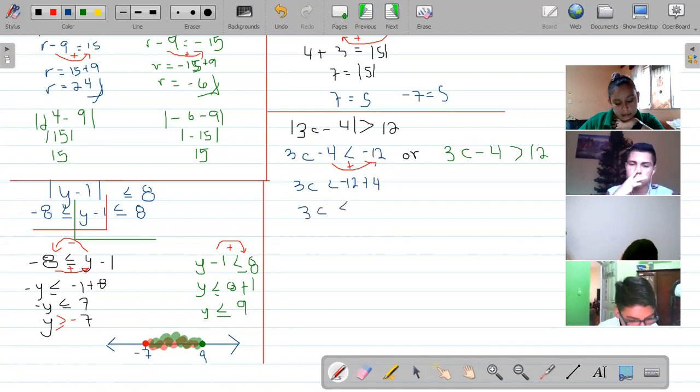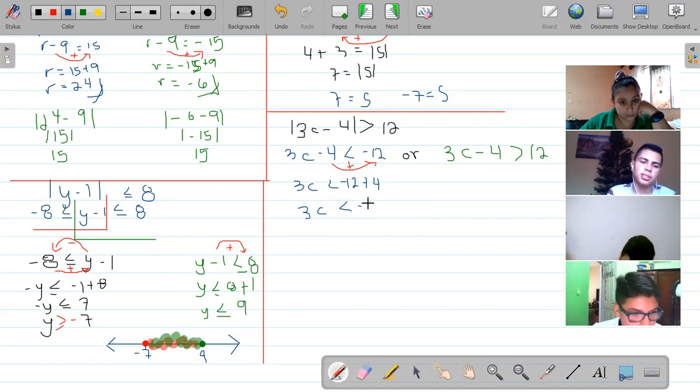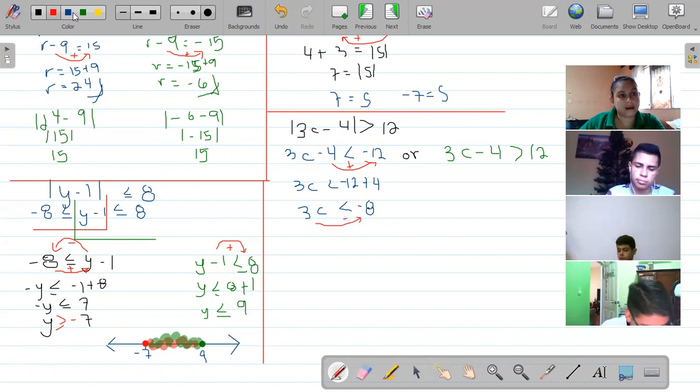3c is less than, how much is -12 plus 4? -8. Now this 3 needs to go to the other side dividing. We don't flip the sign because it is positive. So we have c is less than -8 over 3.